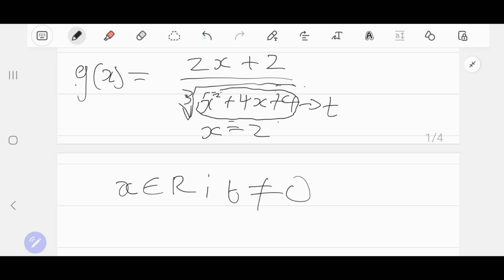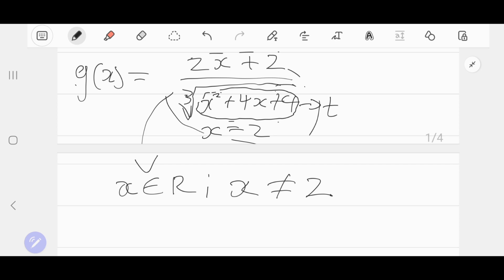This means that if I want to write directly the domain of this function, people: x is an element of real numbers, but x must not be equal to 2. Why? Because this thing will be equal to 0, and when this thing is equal to 0, the whole of this function will be undefined. Then we're going to be wrong. So that is why, people, I've done this.